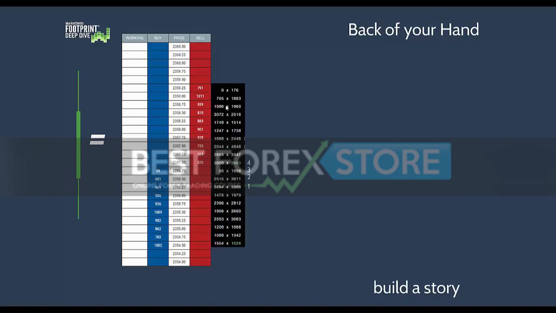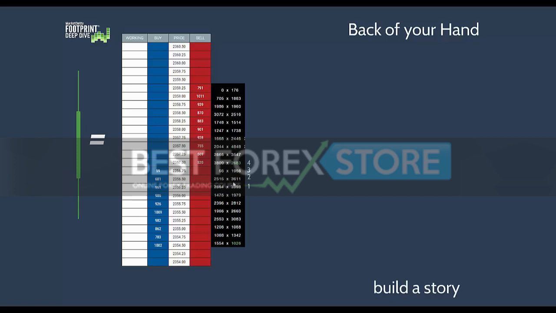Just understand, in the footprint, aggressive buyers and sellers are market orders. In the dome, passive buyers and sellers, or limit orders, are represented. And dome, for those that don't know, stands for depth of market. So when you see the footprint and all of these numbers next to the price, it's representing the activity that took place at those prices when they were bid and when they were offered.